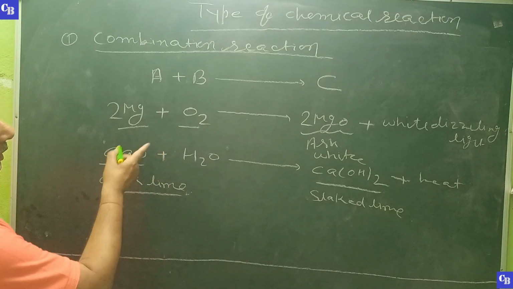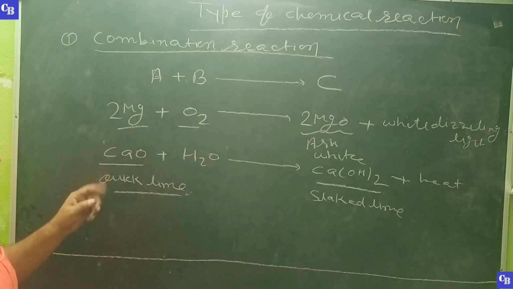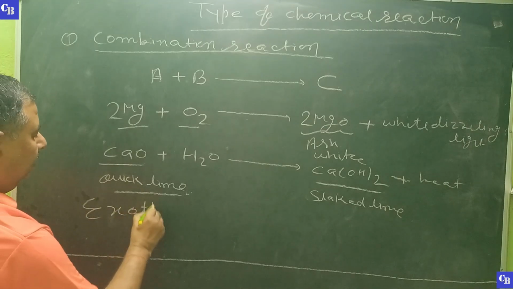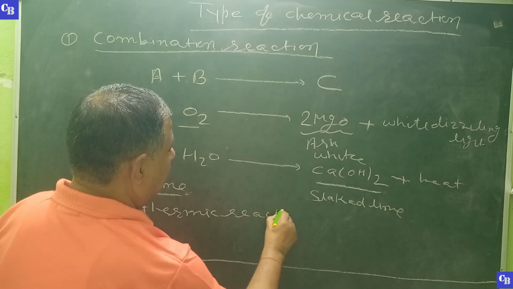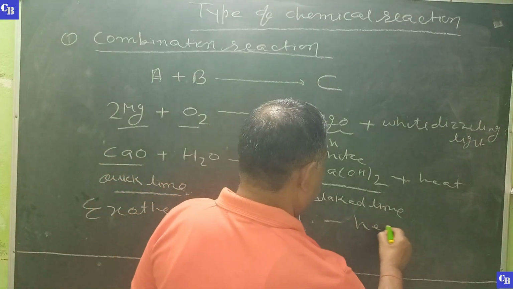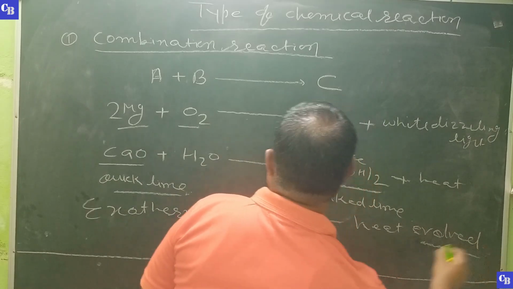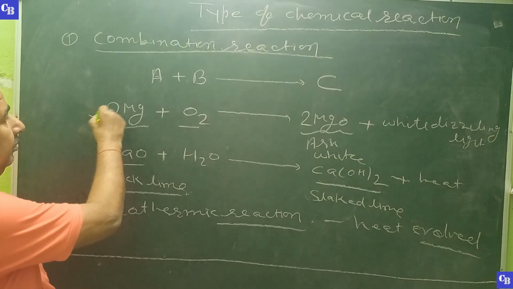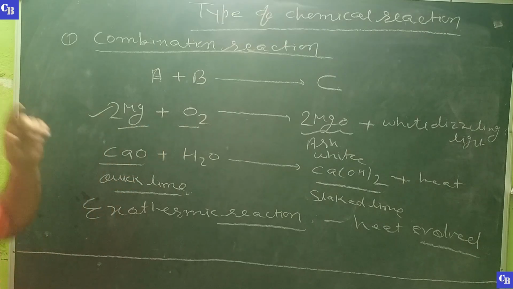In this reaction, heat is evolved, so you also call this reaction an exothermic reaction. That reaction in which heat is evolved or released is called an exothermic reaction. Burning of magnesium is an exothermic reaction.